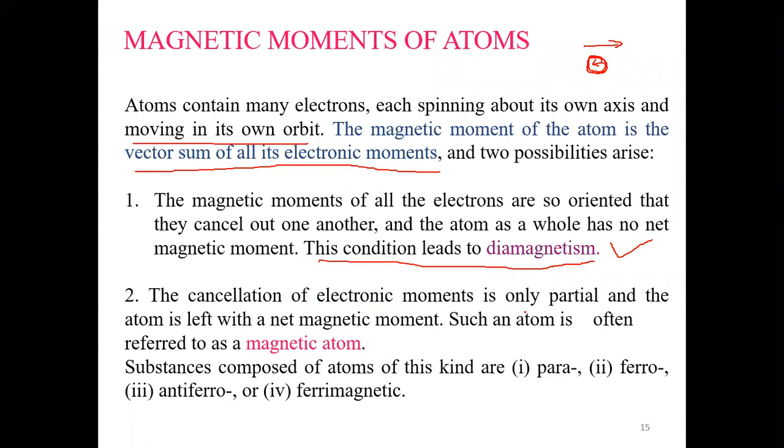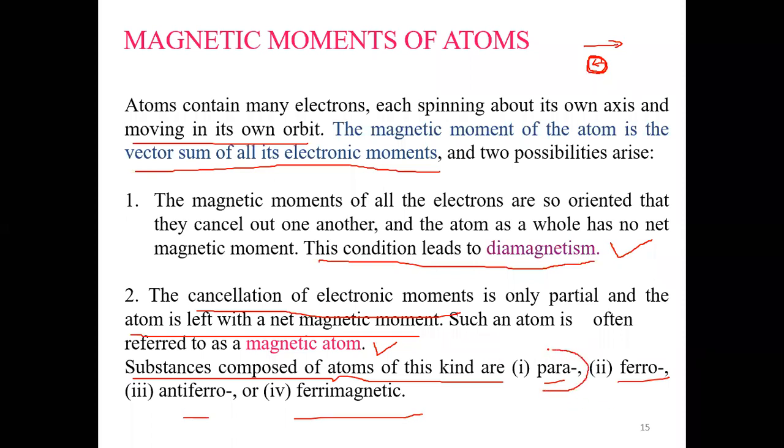If the cancellation of the electronic moment is only partial, the atom is left with a net magnetic moment. Such an atom is often referred to as a magnetic atom. Like when you have unpaired electrons in an atom, the paired electrons will cancel out each other's magnetic moment. However, the unpaired electron has got net magnetic moment. In that case, the cancellation will be partial. It will not be fully cancelled. So the substance composed of atoms of this kind can be classified as either para, ferro, antiferro, or ferrimagnetic materials.